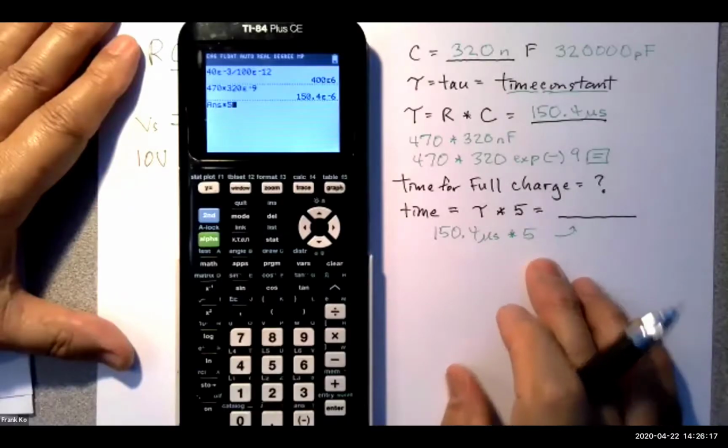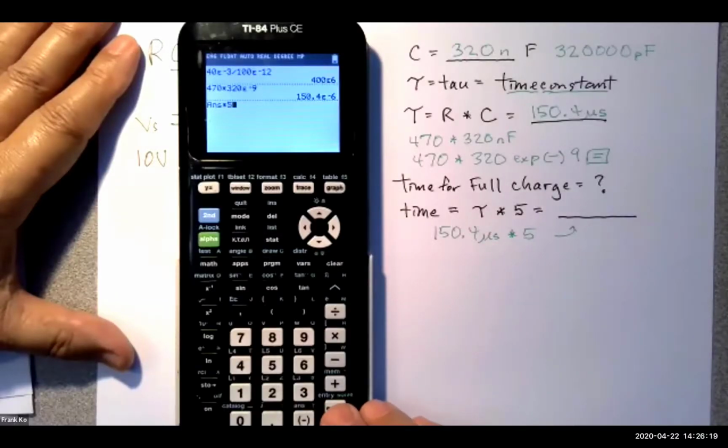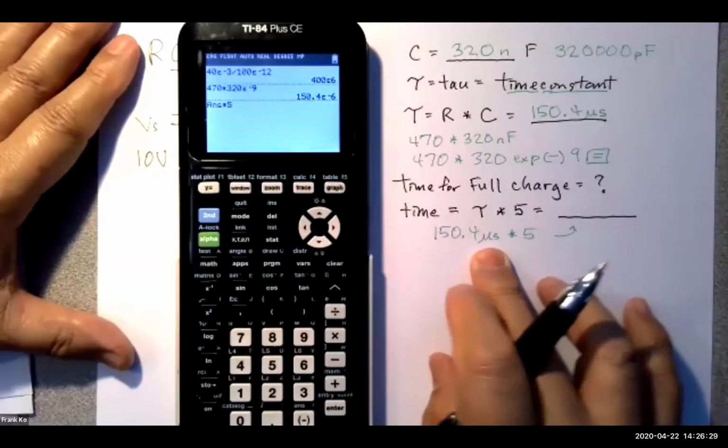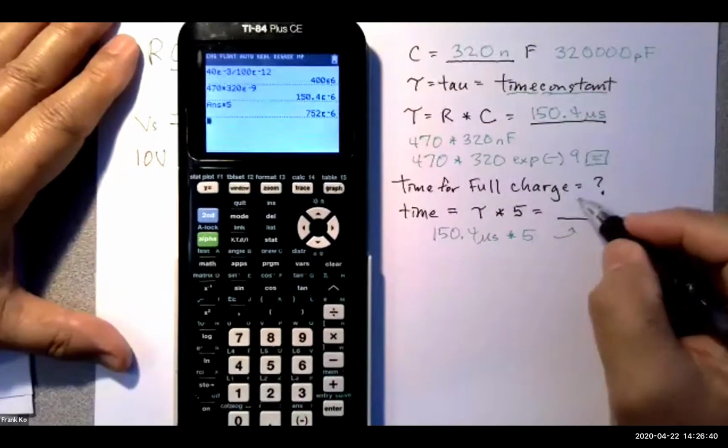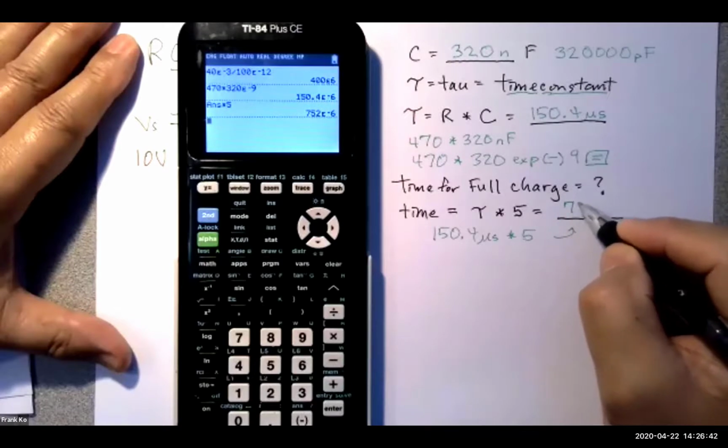150.4 micro will be multiplied times 5. Oh, okay. 150.4 micro. Don't forget the micro. 10 exponent -6. 752 microseconds. Okay. And my calculator verifies your calculation is correct.